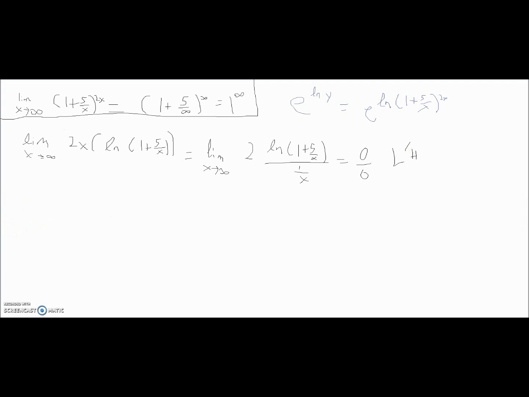So when we use L'Hopital's, from x going to infinity, we still pull our 2 out here, and we have 1 over 1 plus 5 over x times a 5, and with our chain rule, it's multiplied, sorry if this is a little confusing, by a negative 1 over x squared, and all of that is over a negative 1 over x squared.